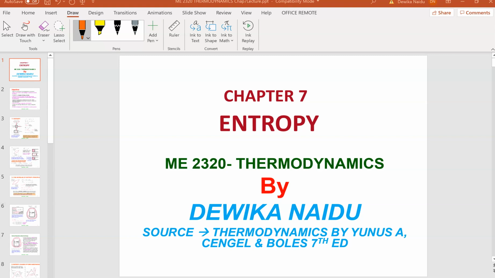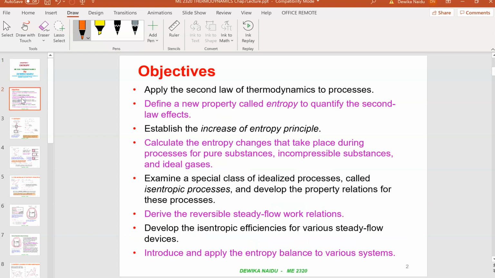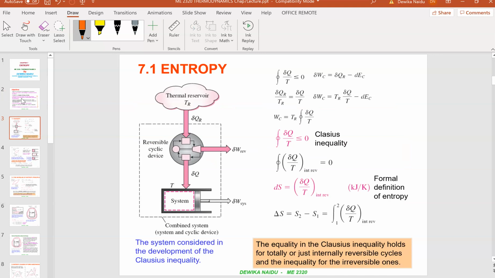This is the second part of the entropy chapter actually. So we will be going into 7.1, yeah? And the objective would be to apply the second law of thermodynamics to processes, define a new property called entropy to quantify the second law effects, establish the increase of entropy principle, and so on. You can just read all the objectives of the chapter here. Okay.